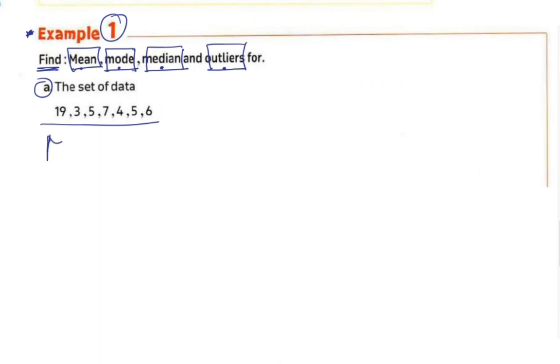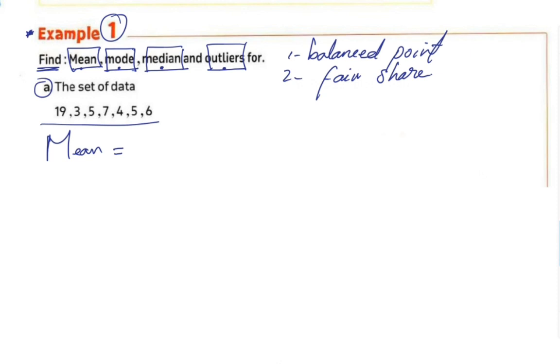To find the first one, the mean, how to find the mean? I have 3 ways. The first way we call the balanced point. You remember? The second way we learned before is called fair share. And the third way is called the rule. When you have a group of values, use the rule to find the mean.